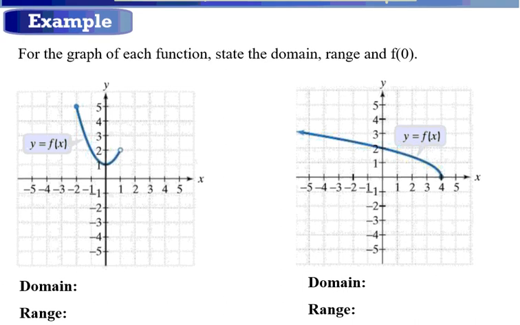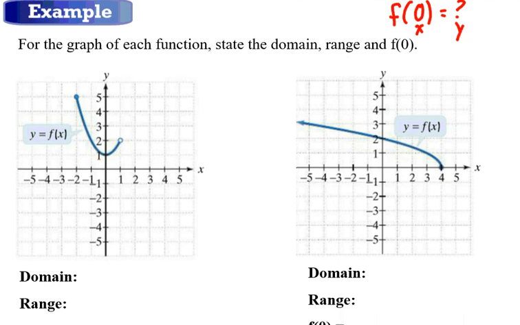Just interpreting graphs using domain and range. So if I give you a picture, you should be able to state what the domain, the range, and f of 0 is equal to. That means what is the y value when x is 0? It's saying for the graph f or function f, when x is 0, they want to know what is the y value. So we'll do domain and range first.